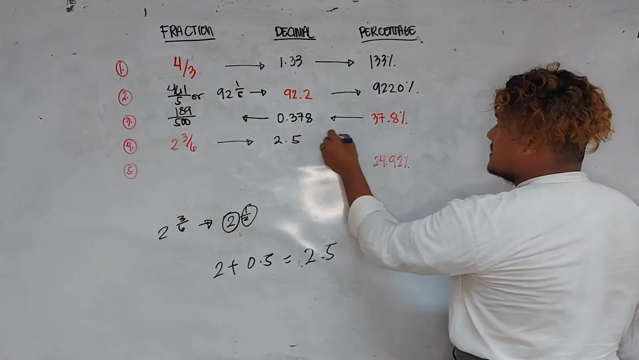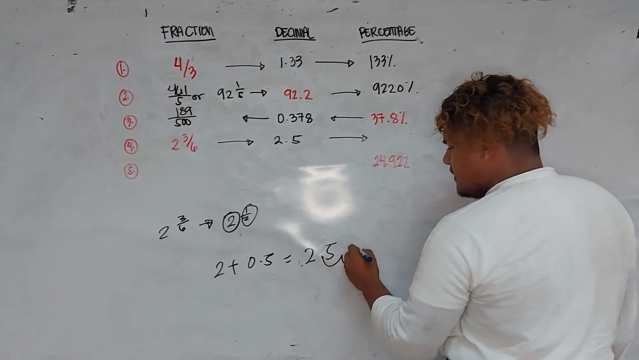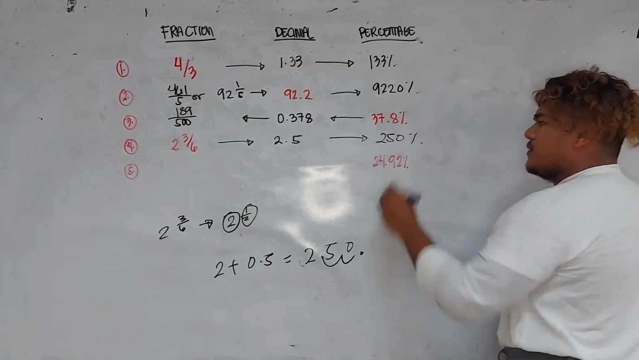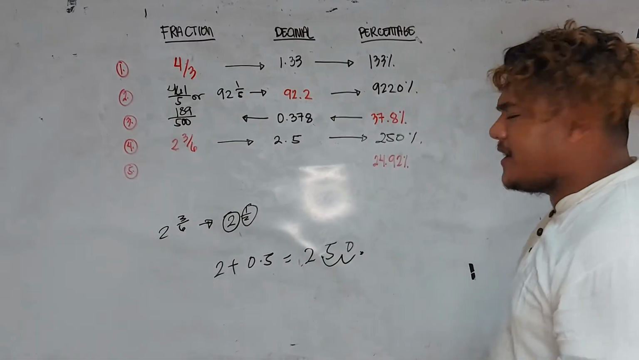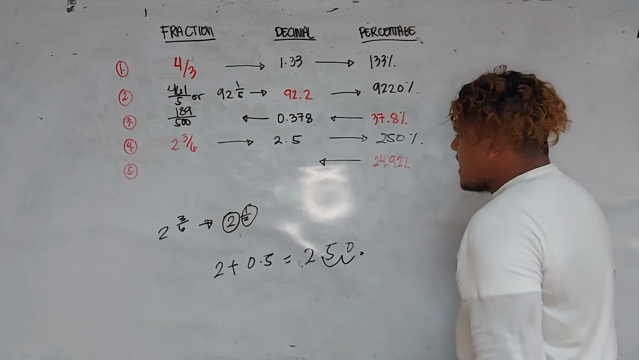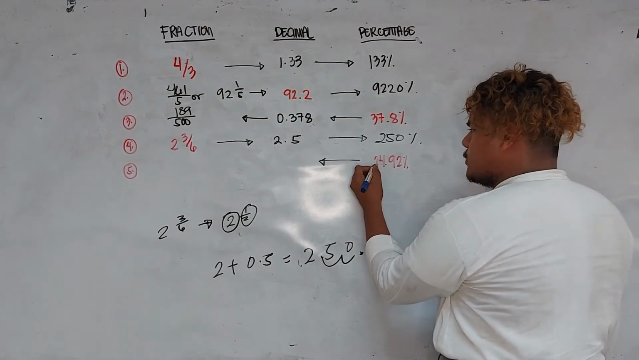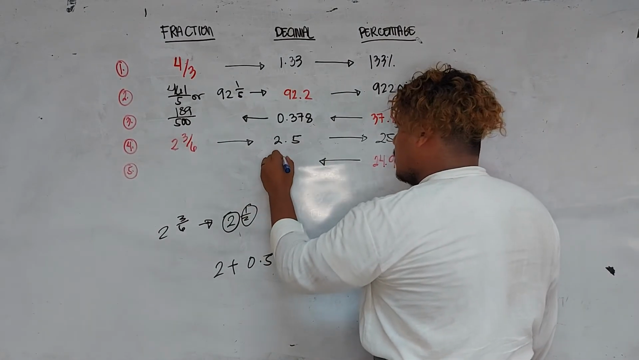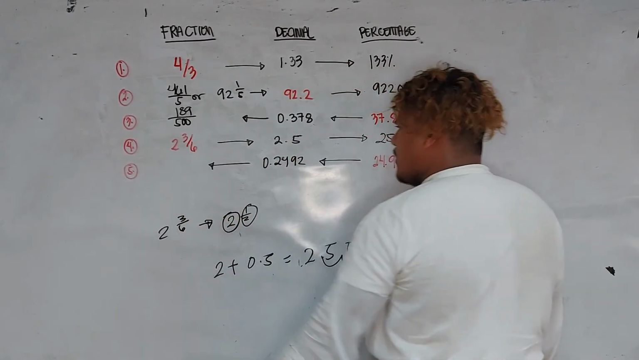How about its percentage form? So 2.5 times 100, or 2 decimal places to the right, that becomes 250%. How about for the 5th number, the last number? We have 24.92%. What is its decimal conversion? The decimal conversion for 24.92% is you have to move 2 decimal places to the left. That becomes 0.2492.